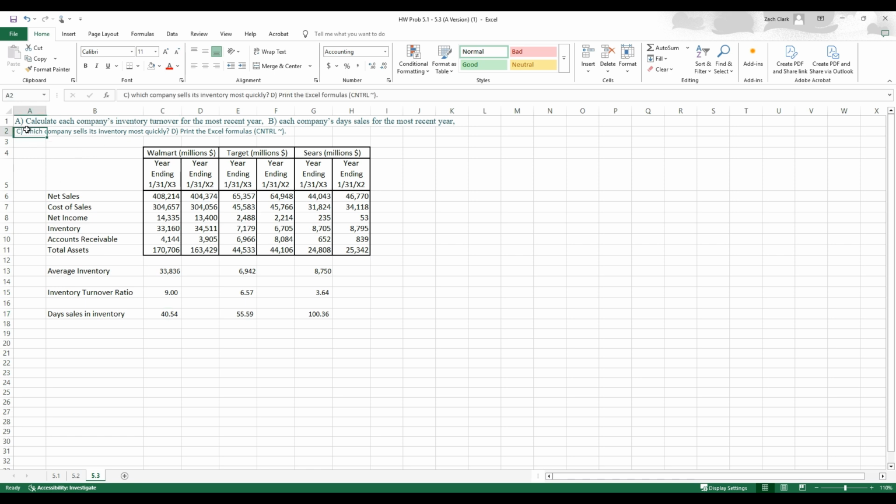I guess we had one extra thing. Which company sells its inventory most quickly? So here we can see that Walmart sells its inventory most quickly. So it's the highest inventory turnover and the least number of days on hand. Essentially, it turns over the quickest, the most times during the year. That's the way to say that.